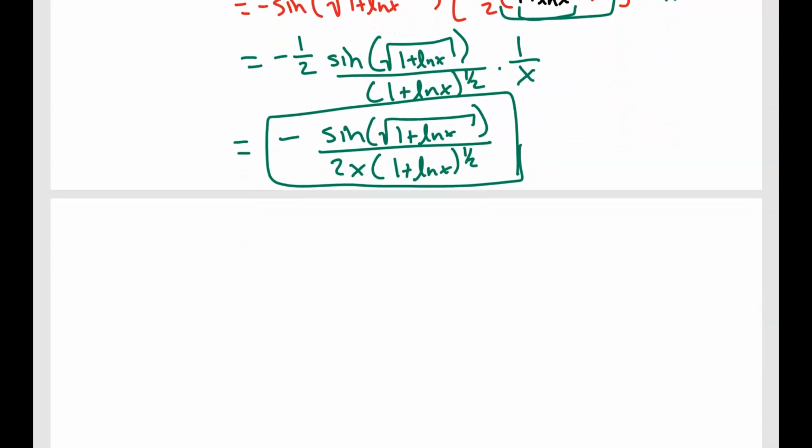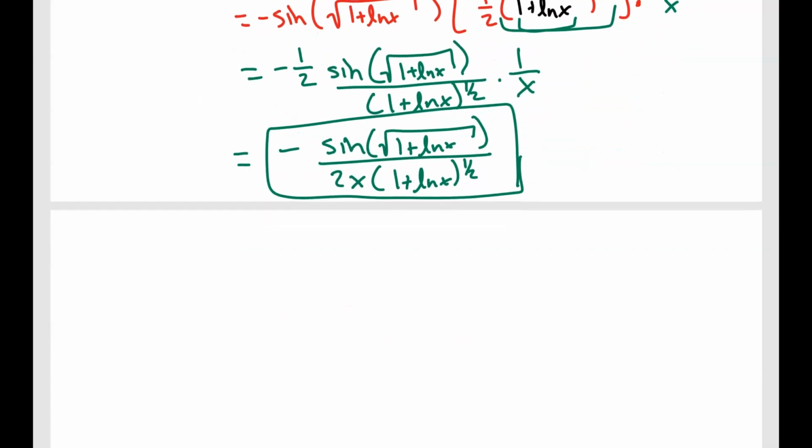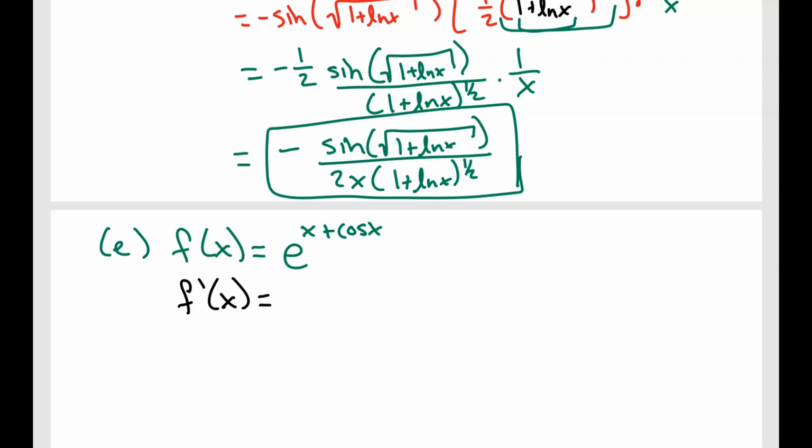All right, now let's do 2 more. So let's just do f of x is equal to e to the power of x plus cosine of x. So the derivative of this, f prime, is going to be equal to, so now the inside function is going to be this x plus cosine of x. The derivative of e is just e, so e stays the same. I'm going to leave the inside by itself, x plus cosine of x.